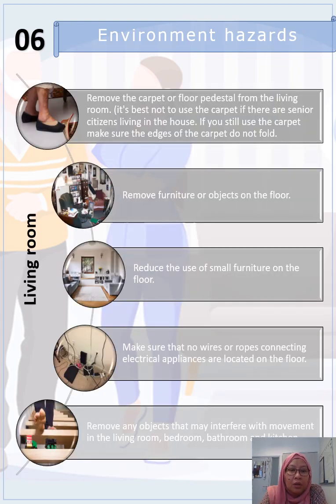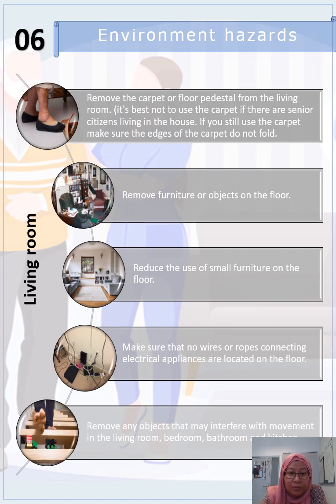Okay, so remove carpets or floor pedestals from the living room. It is best not to use carpet, because if they are senior citizens in the living room or in the house, they can just slip or trip on it and fall. If you still need to use carpet, then make sure the edges of the carpet do not curl up. Remove furniture or objects on the floor.